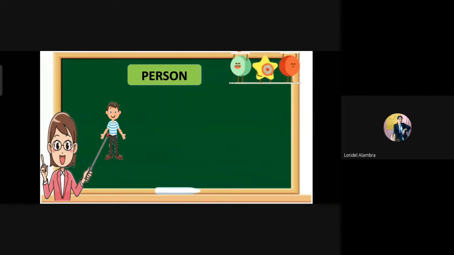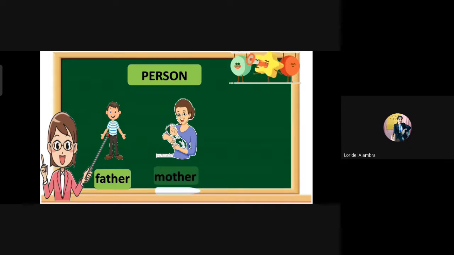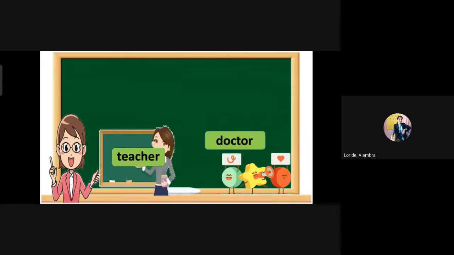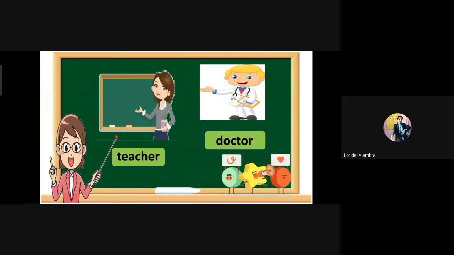So, I have here example of common nouns in persons like father, mother, policeman, teacher, doctor. Those are the examples of person in common nouns. They don't have a specific name, so they just start with a small letter.